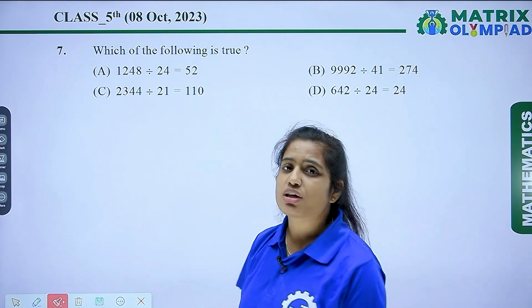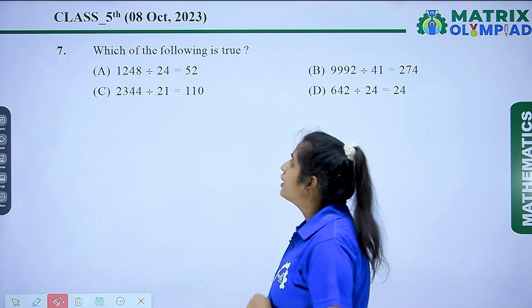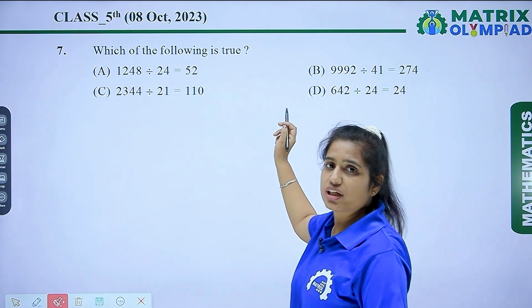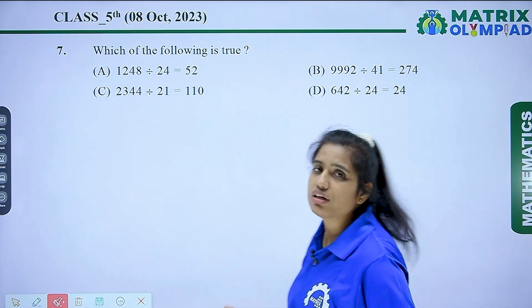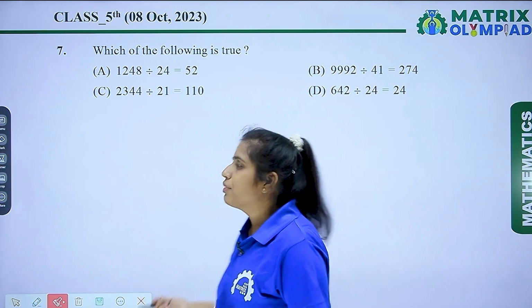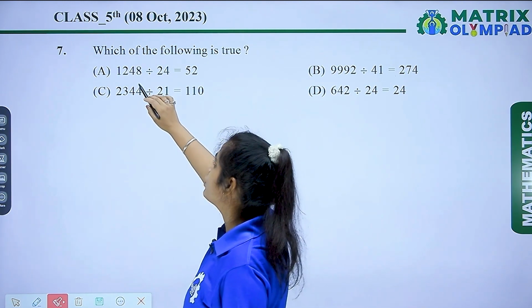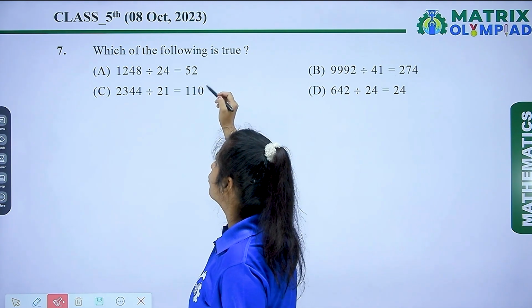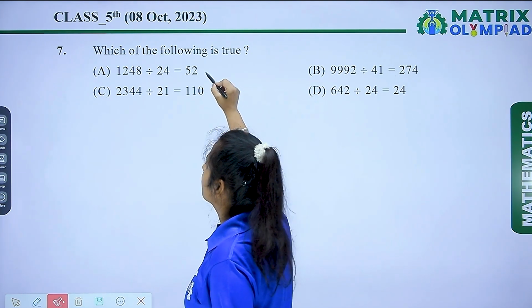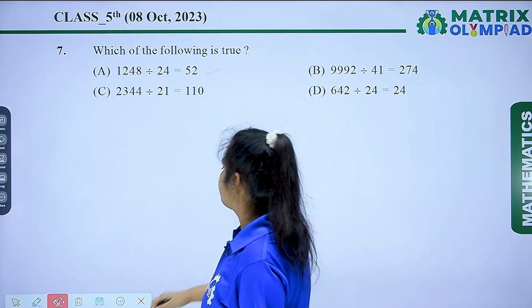यानी चारों ऑप्शन में से कौन सा ऐसा ऑप्शन है जो एकदम करेक्ट है. तो आप डिवाइड करके चेक करेंगे क्योंकि 4 ऑप्शंस में आपको डिवीजन अगर करना है, आप डिवाइड करके चेक करेंगे कौन सा वाला ऑप्शन करेक्ट है. 1248 जब डिवाइड होगा 24 से, it will get 52. तो ये वाला ऑप्शन हमारा करेक्ट है.